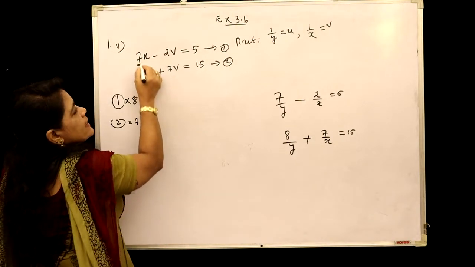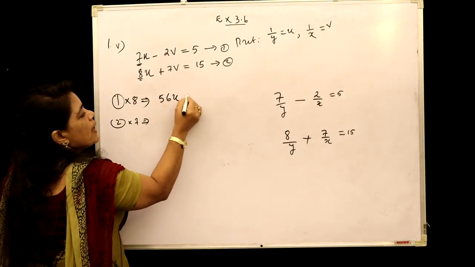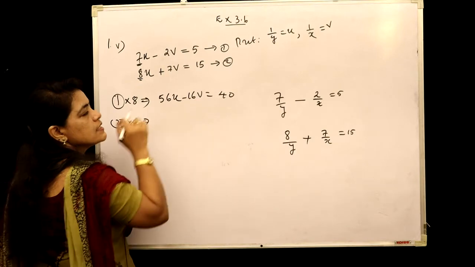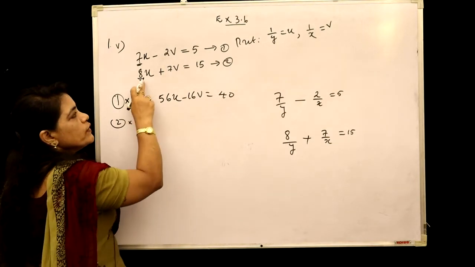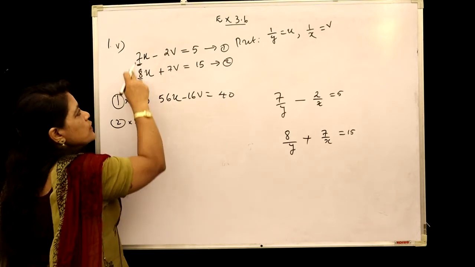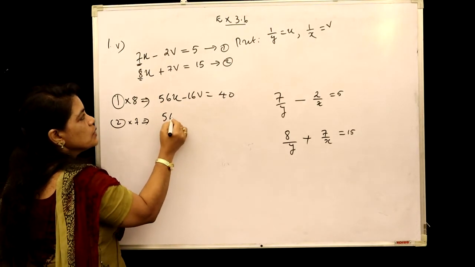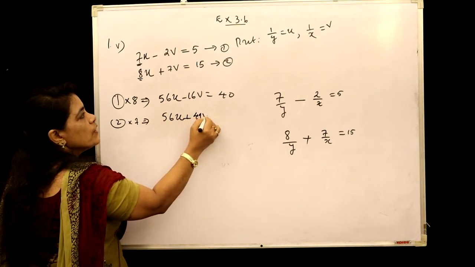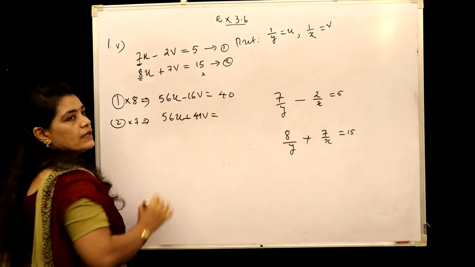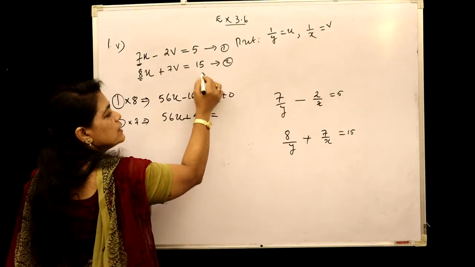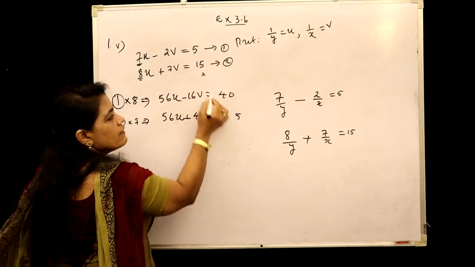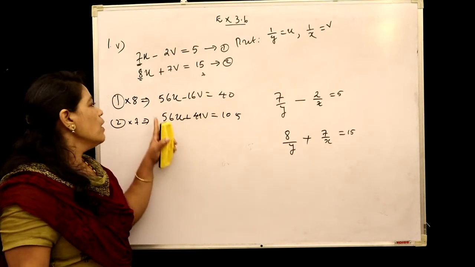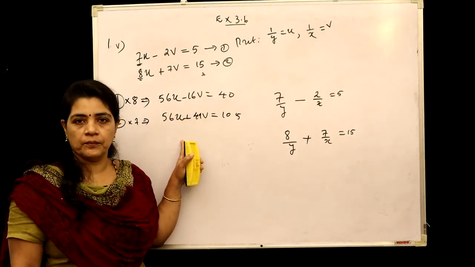Okay, so 8 7s are 56u minus 16v is equal to 40, 8 5s are 40, 8 2s are 16. And equation 2 with 7, LHS and RHS. So 8 into 7, 56u plus 7 into 7, 49v is equal to 15 into 7, that is 105. Okay, now we have the coefficients the same.